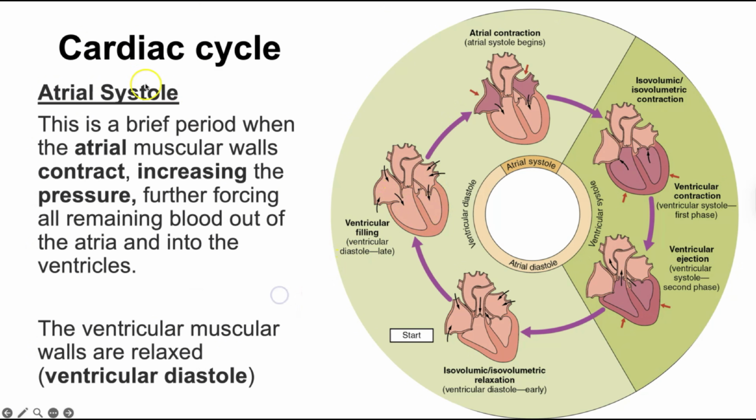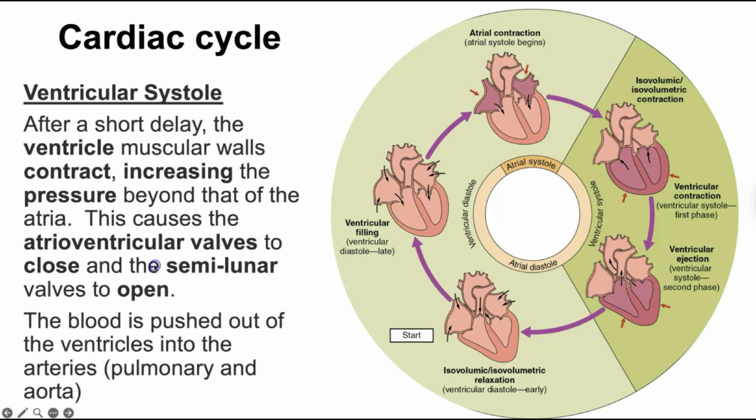Atrial systole, wherever you see systole, it means contract. Atrial systole is a very, very brief period. It's not a long stage, and this is when the muscles in the walls of the atria contract, increasing the pressure further, forcing all of the remaining blood that was within the atria into the ventricles. The ventricular muscle walls are relaxed at this point. We can see they're still in diastole.